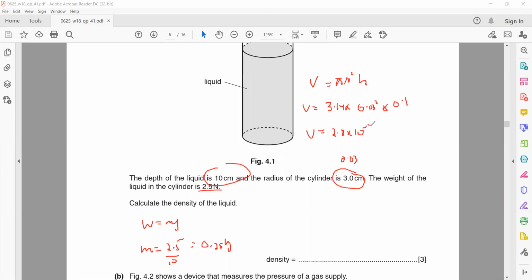The volume is 2.8 into 10 to the power minus 4, but you need a density, which is mass over volume. So mass is 0.25 and the volume is 2.8 into 10 to the power minus 4. When you substitute these values, the final answer will be 890 kilogram per meter cube, or yes, in gram per centimeter cube.